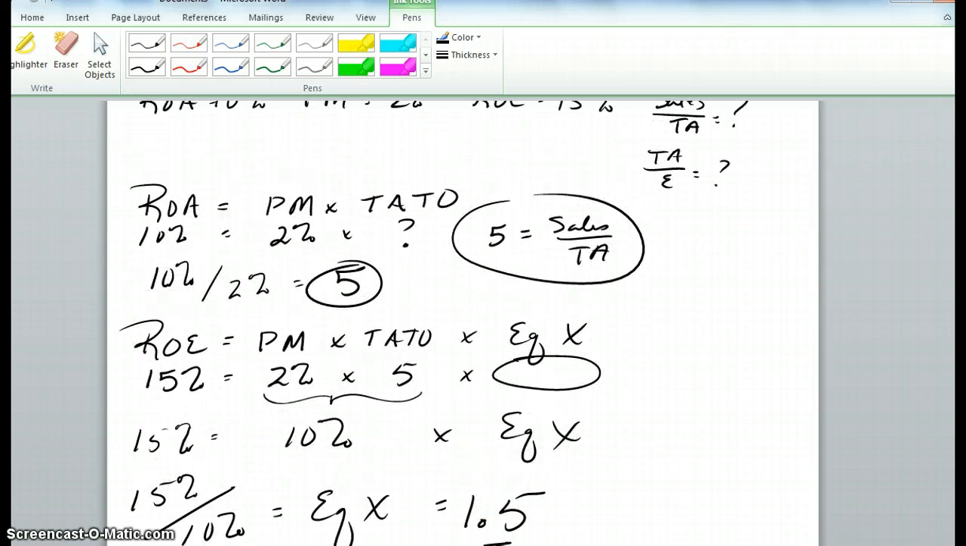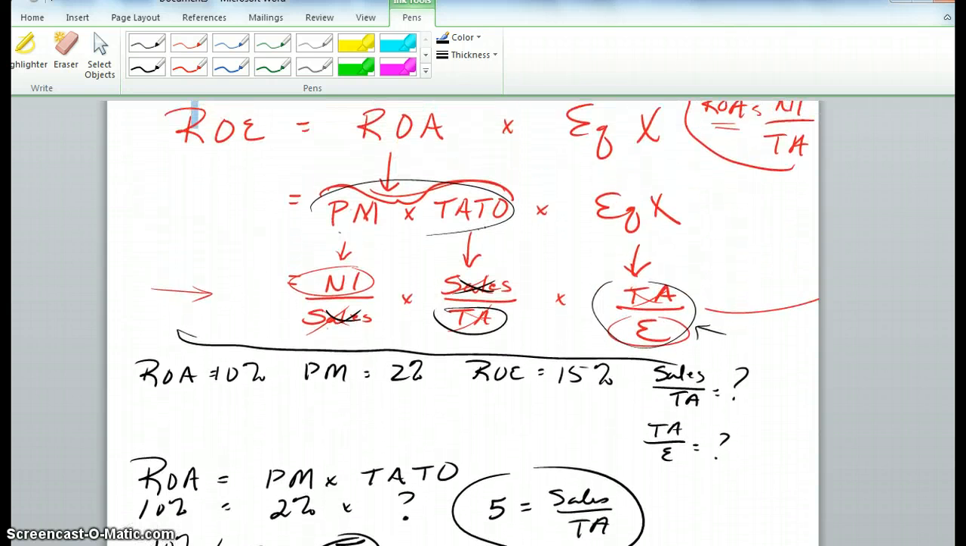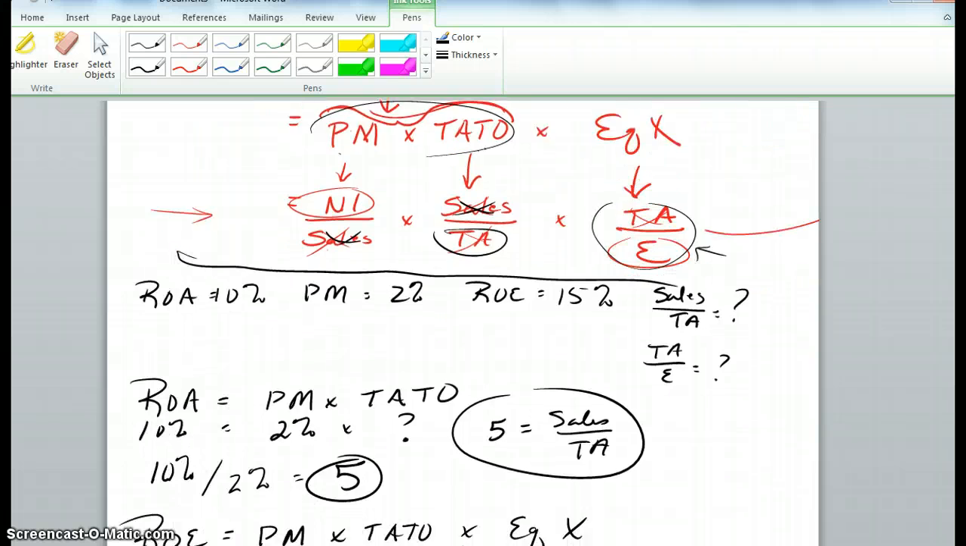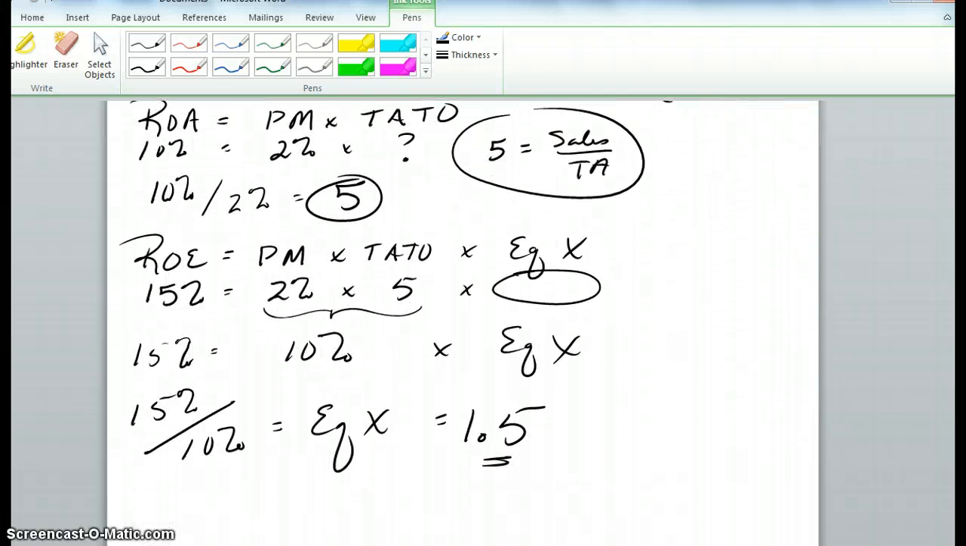So I hope that helps you solve that first problem. The idea is to put in what you do know and then solve for those items that you need to solve for. That's how I would approach the problem for 4.3.